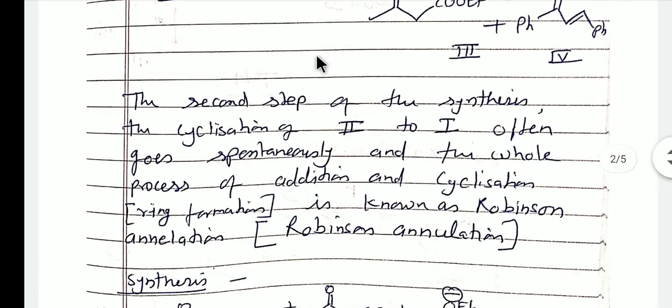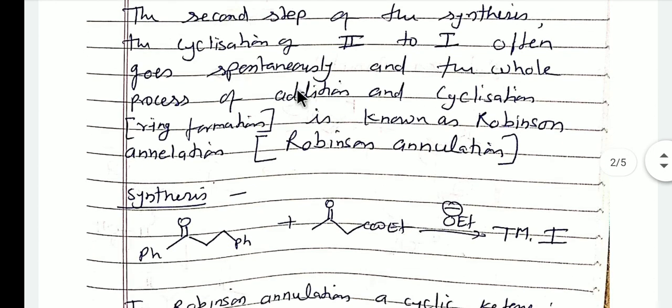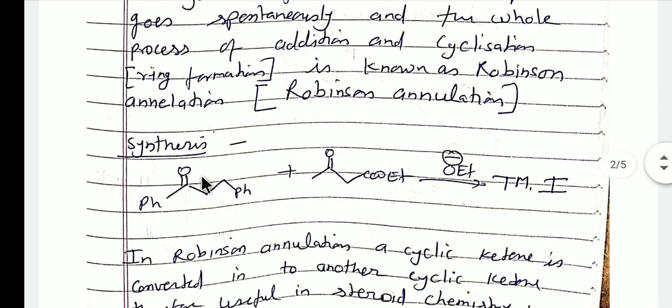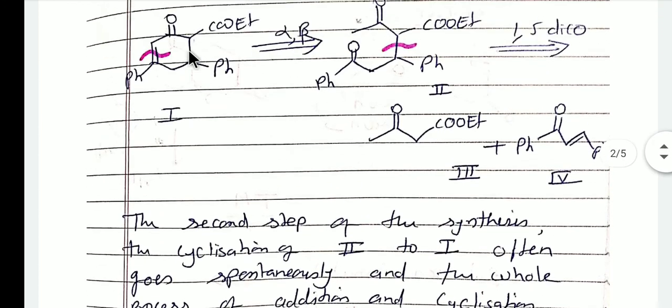So with the help of Robinson annulation, we convert the open chain compound into a cyclic, ring structure compound. Here I listed the synthesis of a target molecule. These are the two starting materials obtained by the disconnection of this compound first, which is the target molecule.